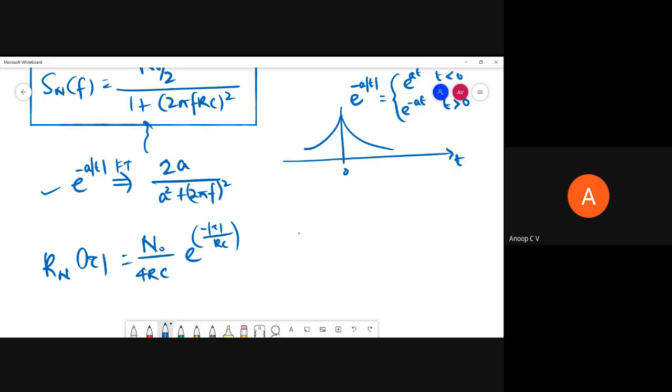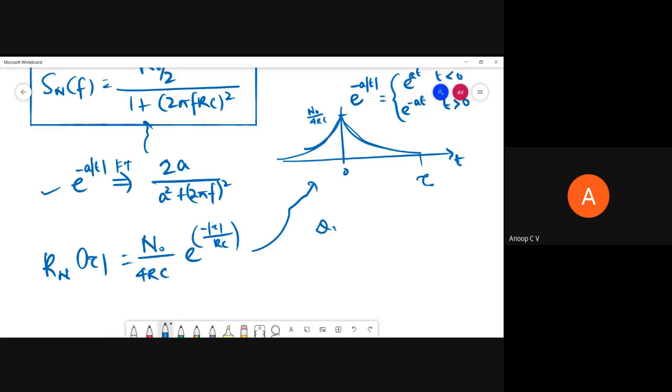It will be a function like this, and when tau is equal to 0, the value will be n naught by 4RC. When tau equals 0, the value will be n naught by 4RC, and it will reduce to 0 as time progresses. And we have something called decorrelation time, tau naught.